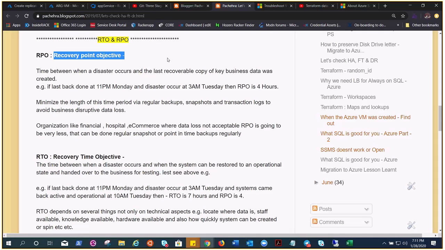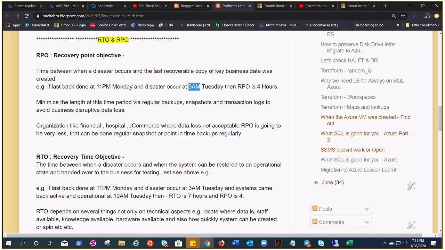For example, if in your company backup happens at 11 p.m. every day and disaster occurs at 3 a.m., then your RPO is 4 hours. You lost the data from 11 p.m. to 3 a.m. because 11 p.m. was the last successful backup. That's why you have lost 4 hours of data.